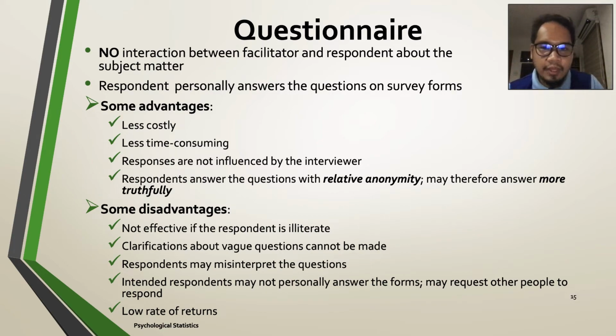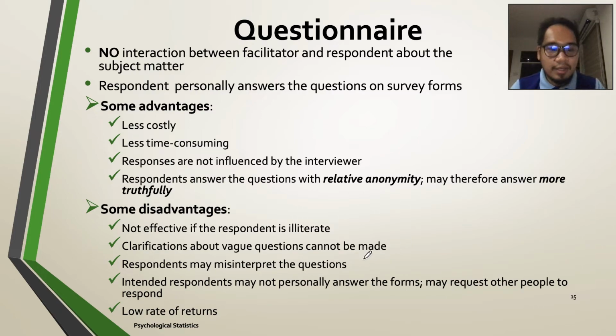Always remember that it may affect the results of your study. It's okay if there are only one or two illiterate participants. But what if there are 20 illiterate participants, 15, 30, 50? It will have a bearing on the results of your study. Number two, clarifications about vague questions cannot be made. Hence, we don't know what will happen. If they don't understand, they will just put a check wherever.